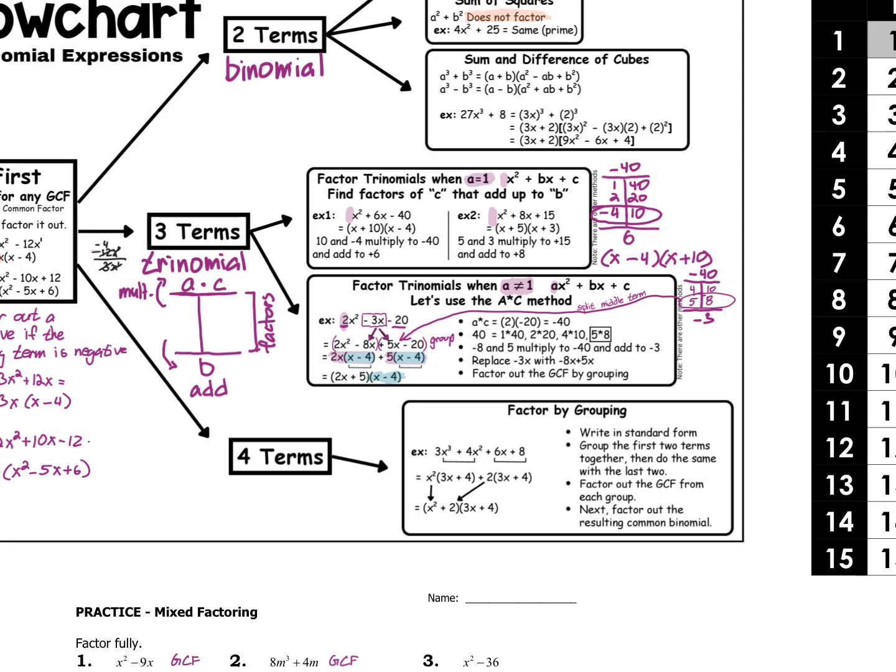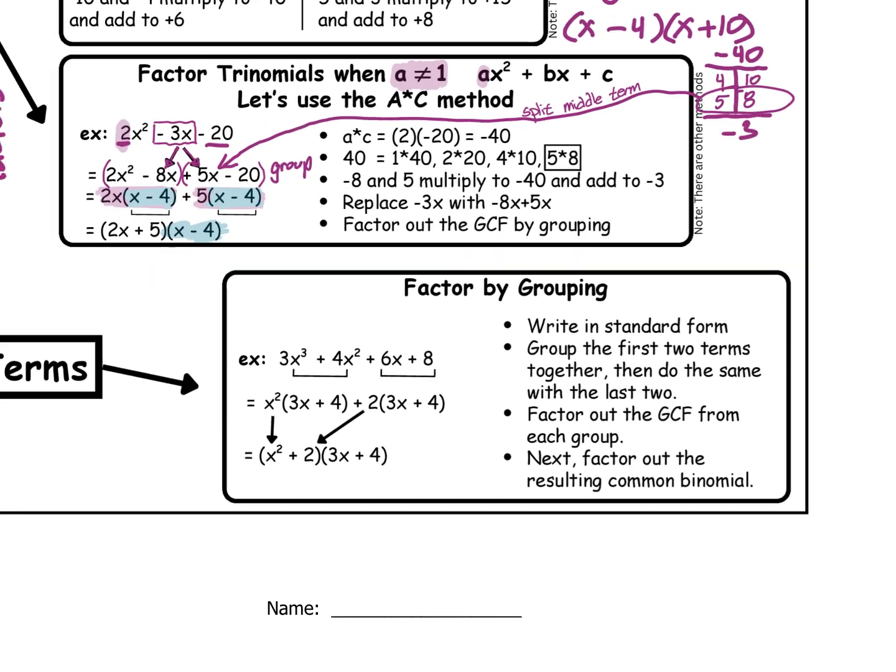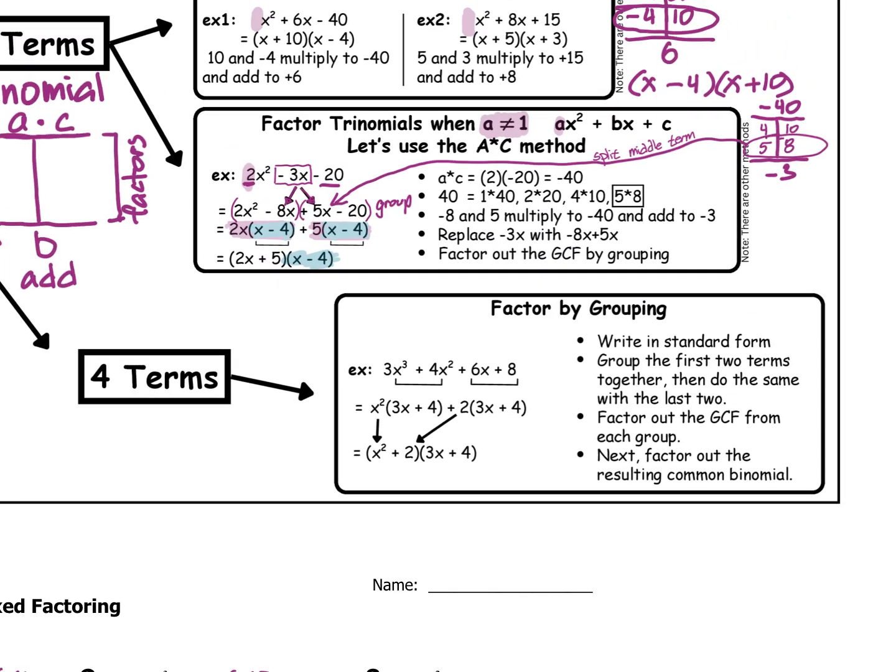Okay, we have one more situation here, and I don't think I actually have a practice problem like it on the page, but it's worth going over because when you have 4 terms, it is just like this one, but you don't have to bother splitting that middle term. It's already been split for you, is how you could think of it.